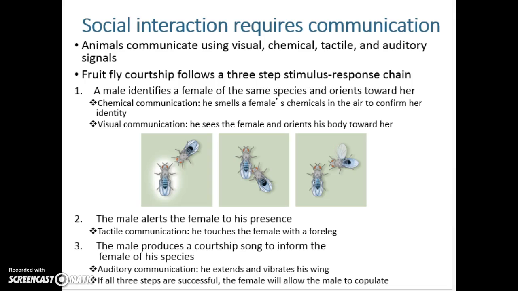The final stage of courtship, the male is going to extend and vibrate his wing, producing a specific courtship song. So in this case, now we have auditory communication. And this tells the female whether the male is of the same species. So only when all of these forms of communication are successful does mating actually occur.